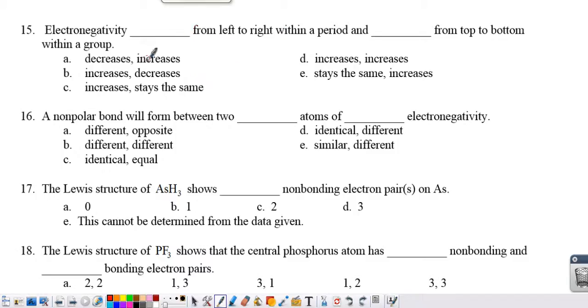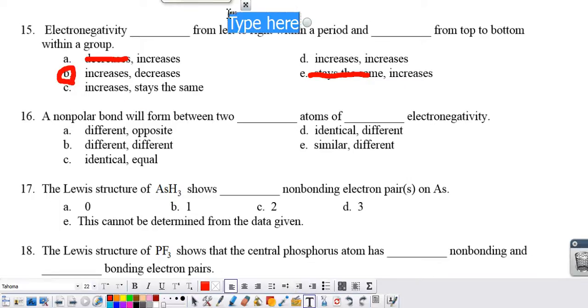It increases. So we can scratch off this one, and we can scratch off this one. And electronegativity blanks from top to bottom. From top to bottom, it decreases. So looks like this one. Let's also type out from left to right, it is effective nuclear charge. It causes the change within a period.